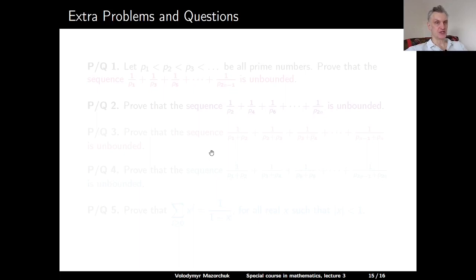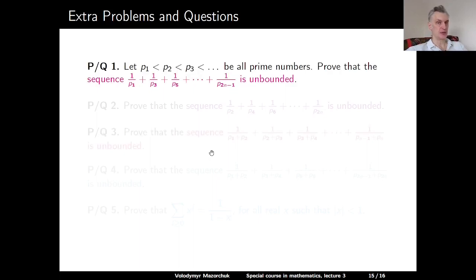Some extra problems and questions at the end. Problem question 1. Let p1, p2, p3, and so on be all prime numbers ordered in the natural order. Prove that the sequence 1 divided by p1 plus 1 divided by p3 plus 1 divided by p5 and so on plus 1 divided by p(2n minus 1) is unbounded. Problem question 2. Prove that the similar sequence, but now we take the sum of reciprocals of primes which are indexed by even numbers, is also unbounded.